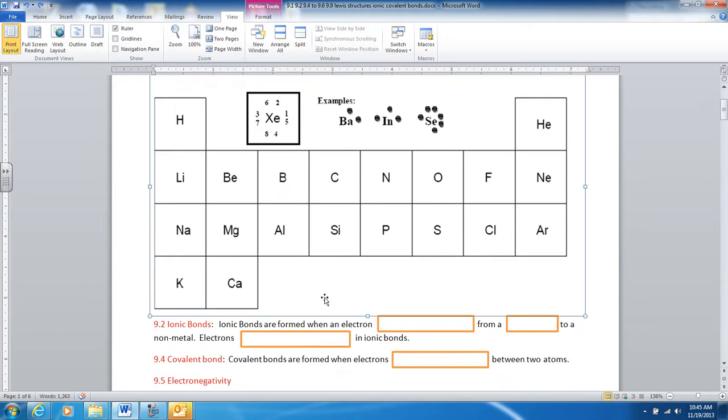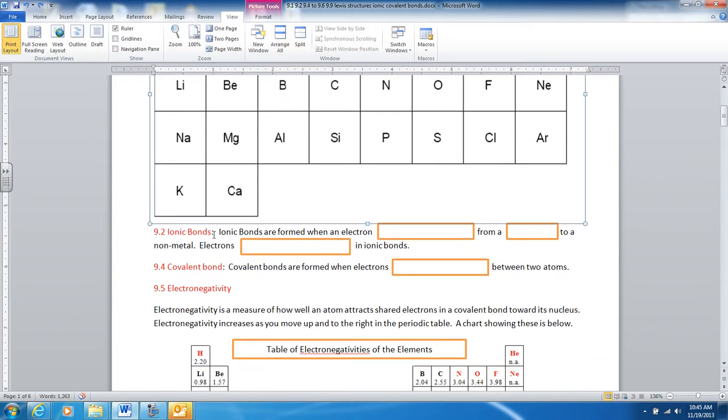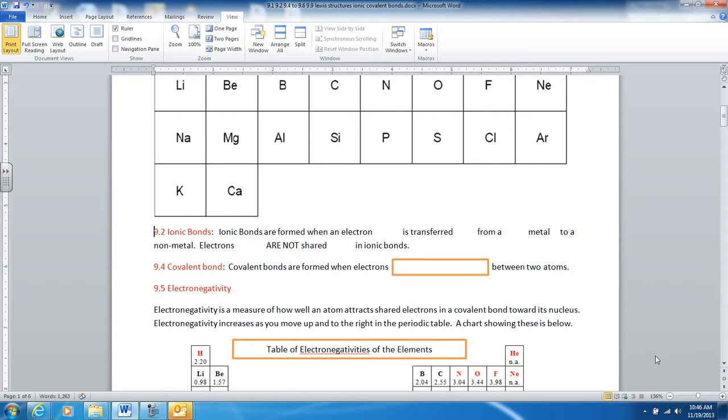All right, moving on. Ionic bonds. Well, I'll tell you in a second. Ionic bonds are formed when an electron is transferred from a metal to a nonmetal. Electrons are not shared. That's very important. They are not shared in ionic bonds. An electron actually is transferred from the metal to the nonmetal in the bond.